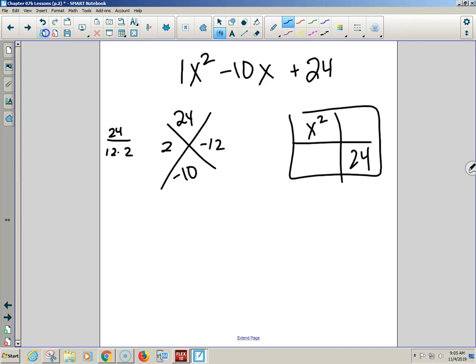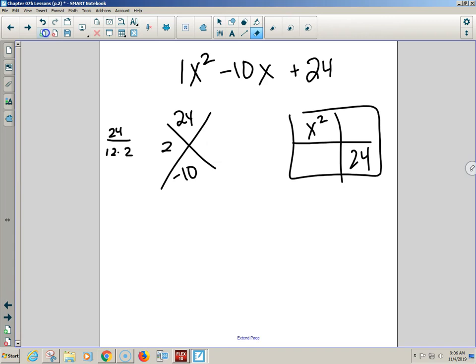What does 2 times negative 12 make? Negative 24. You see it? And just double check. So even though 12 and 2, I can't do 2 minus 12 to get negative 10, I can't have a negative if there's a positive last term.